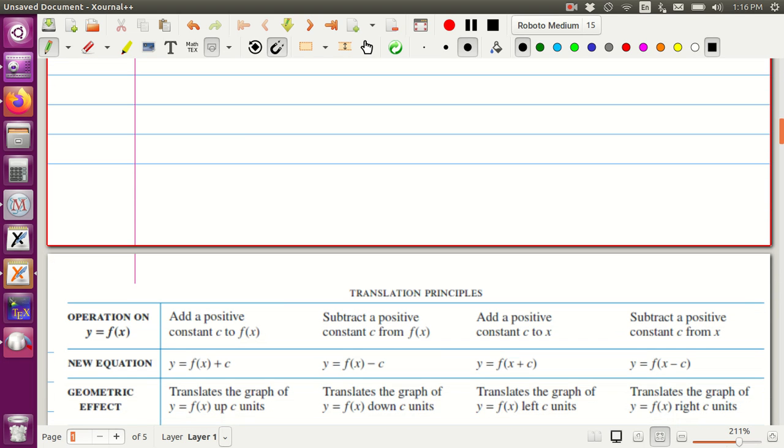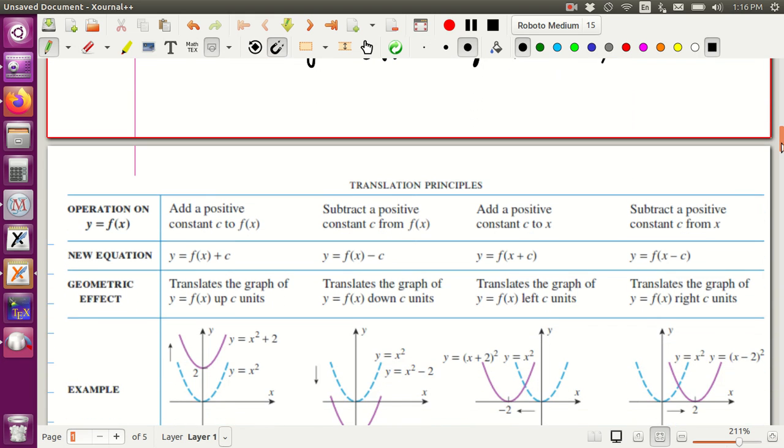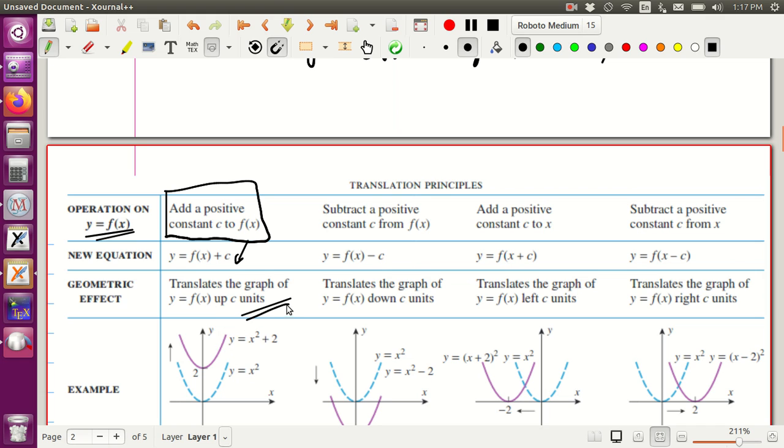So basically the next topic is new functions from old. All right, so let's see how you can create new functions by using old functions. First thing we're going to do, we have some function f of x. Here we're going to perform some action, and here is the result, and then an explanation of what happened.